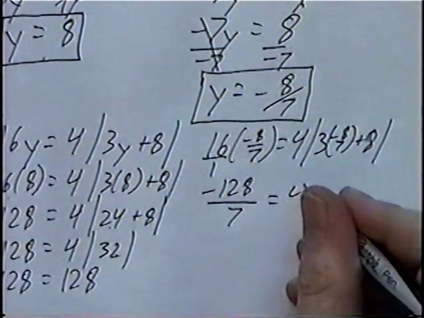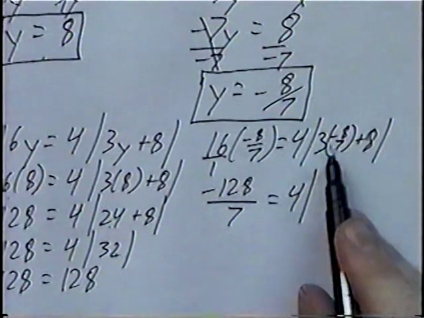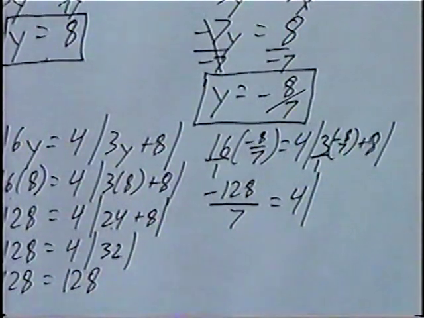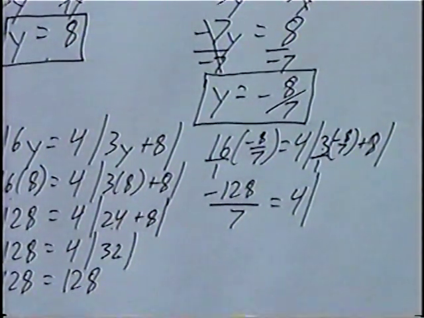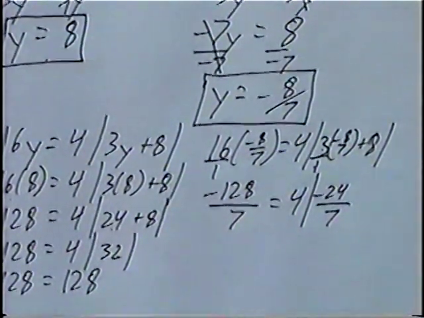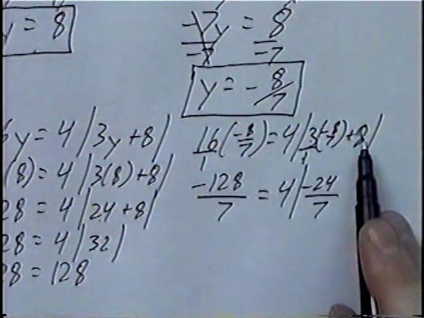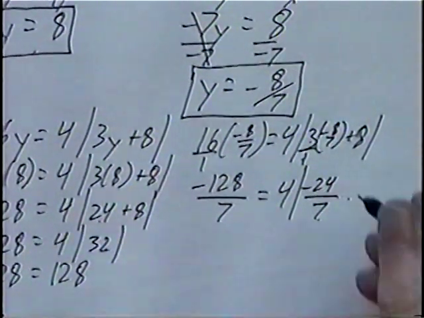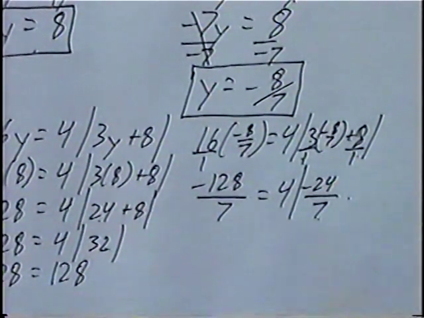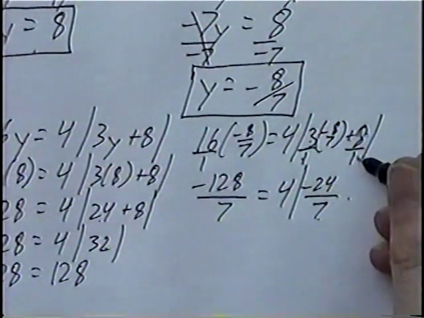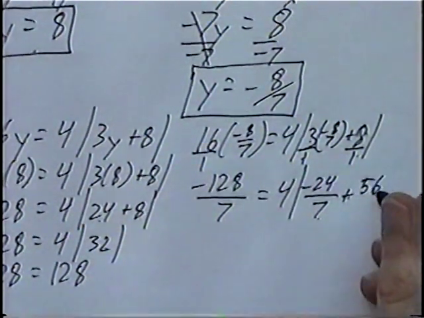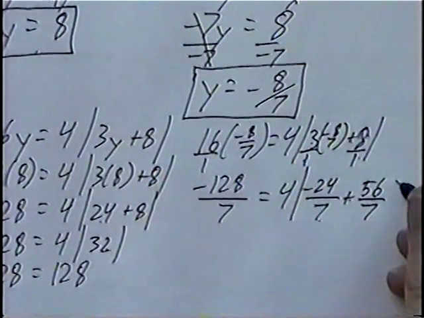The right-hand side, 4 would stay the same. 3 times negative 8 over 7. Again, 3 we can make a fraction by putting a 1 for the denominator. 3 times negative 8 would be negative 24, and 1 times 7 would be 7. Plus 8. We want common denominators for the next step, so the 8, I'll change to 8 over 1. To get common denominators, we can multiply this fraction by 7 in the numerator and 7 in the denominator. 8 times 7 would be 56, and 1 times 7 would be 7.